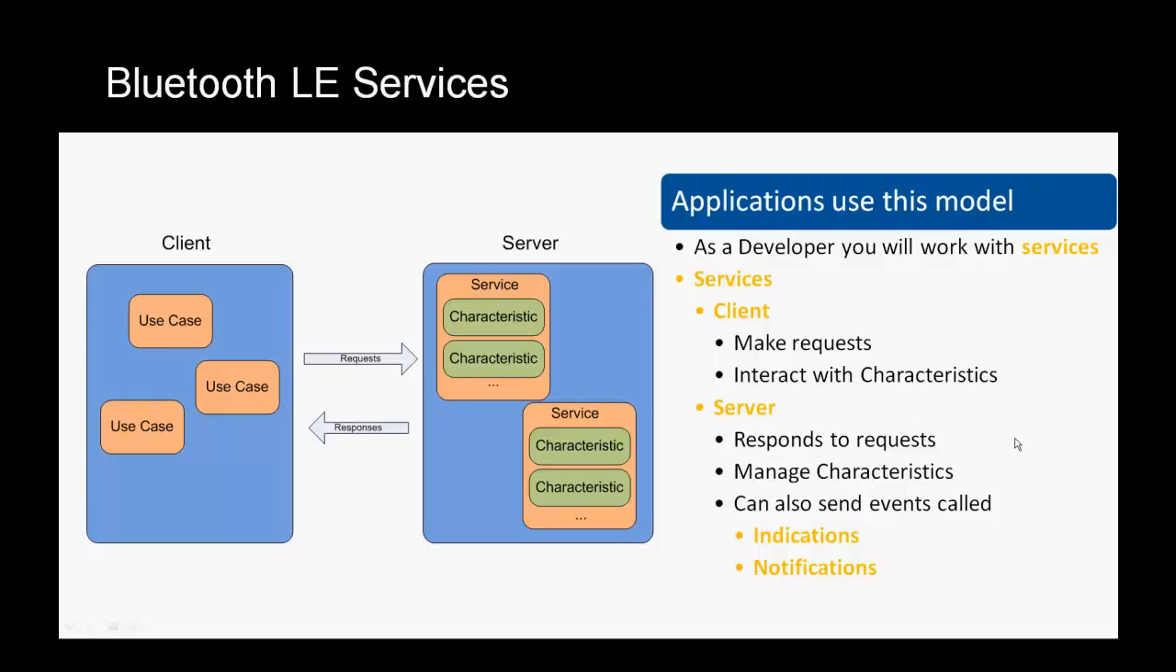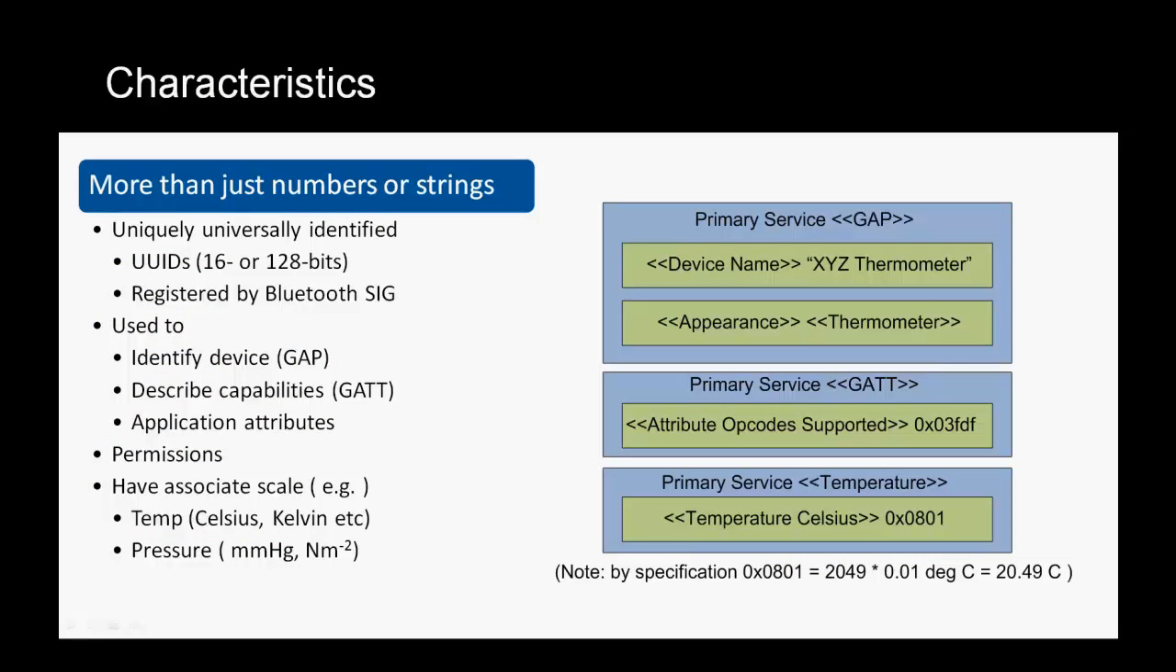What makes characteristics interesting is that they're more than just numbers, strings, or other values. They're identified uniquely by UUID, which is in fact registered with the Bluetooth Special Interest Group. UUIDs can have two types, short ones of 16 bits or long ones of 128 bits. You can go and look up the definitions of well-defined services, their UUIDs and characteristics, and this, as a developer, should be one of the first tasks that you do when developing an application which communicates with a Bluetooth low energy device.